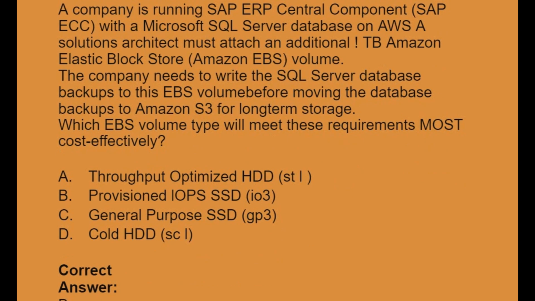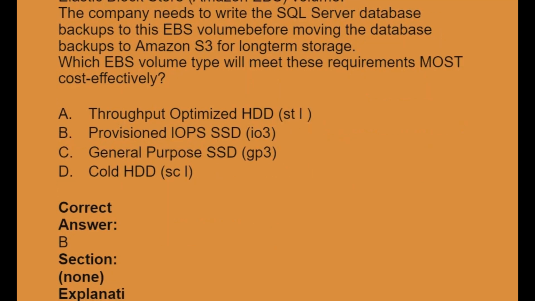Option A. Throughput optimized HDD, ST1. Option B. Provisioned IOPS SSD, io3. Option C. General purpose SSD, gp3. Option D. Cold HDD, sc1. Correct answer is option B.